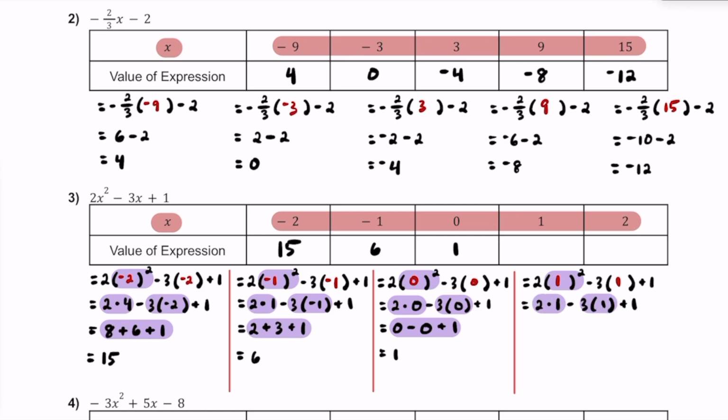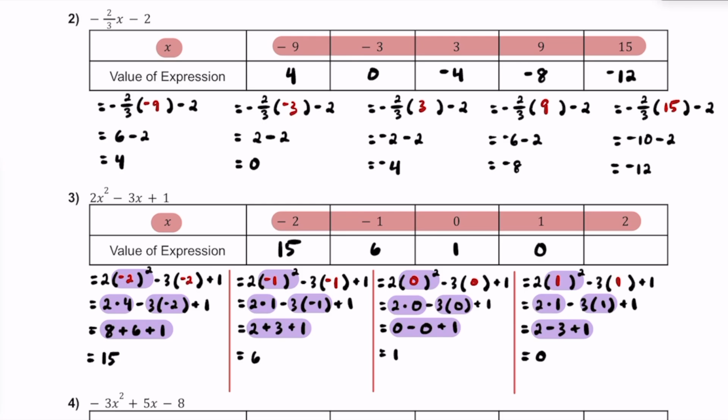So 2 times 1 is going to be 2. 3 times 1 is going to be 3. So we're looking at 2 minus 3, then plus 1. We can just go from left to right here. So 2 minus 3 is negative 1. The negative 1 plus 1 will get us to 0. So looks like if x is 1, this expression would be equal to 0.